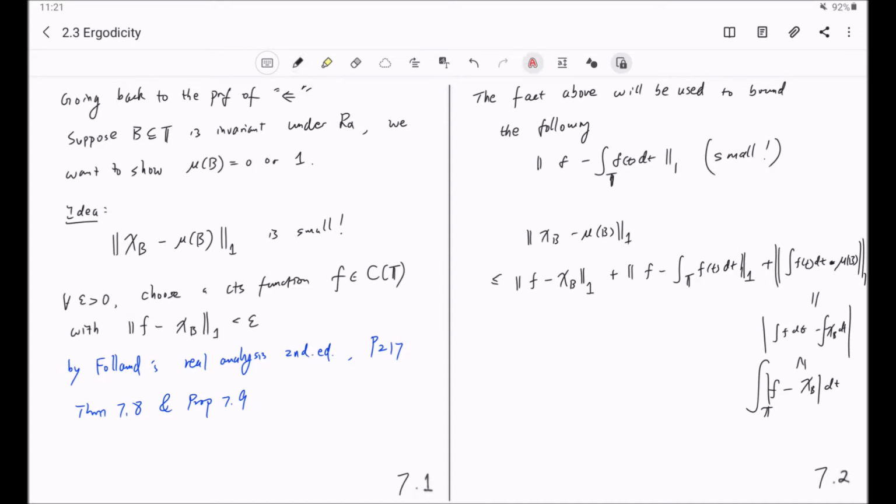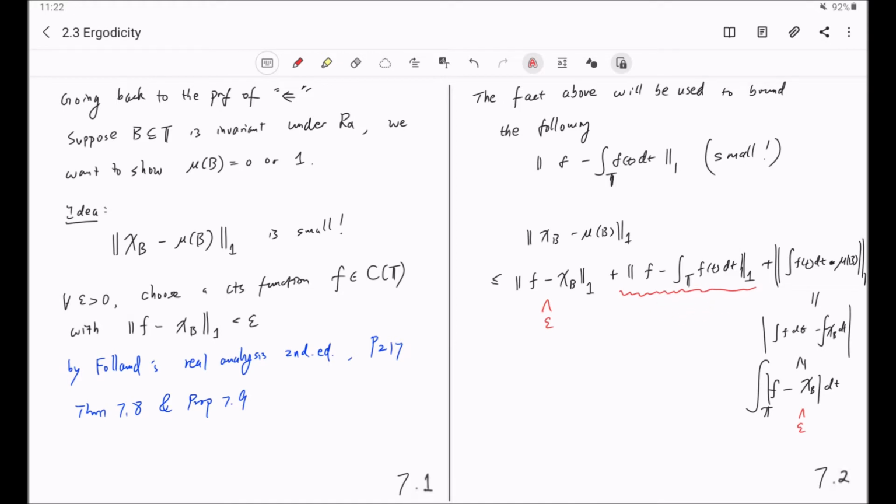And this is precisely equal to the first term. Namely, since by our construction the first term is bounded by epsilon, the third term is also bounded by epsilon. So now we have 2 epsilons. It remains to bound the middle term. If we can show that it is also epsilonly small, then we are done.